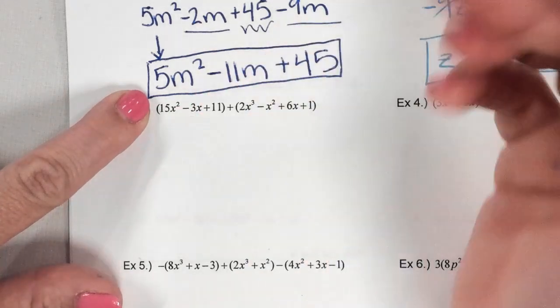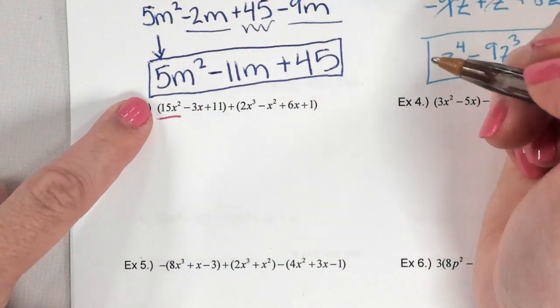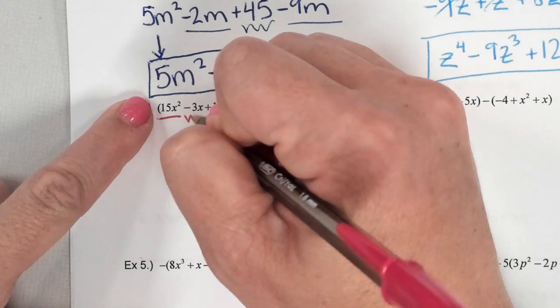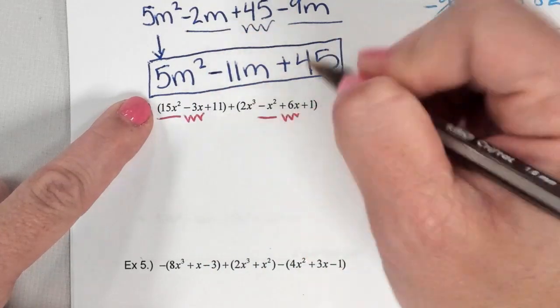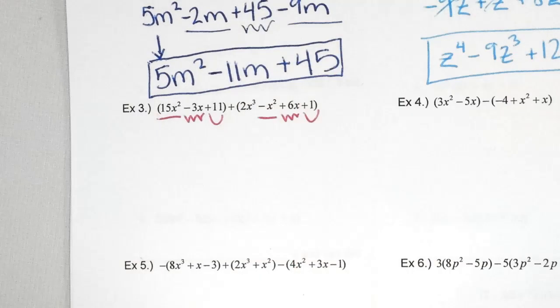So what are my like terms? Well, here I have a 15x squared. Do I have another x squared? Yeah, I have a negative x squared. Here I have x. Here I have an x. Here I have a constant, and then I have a cube. So what needs to go first?